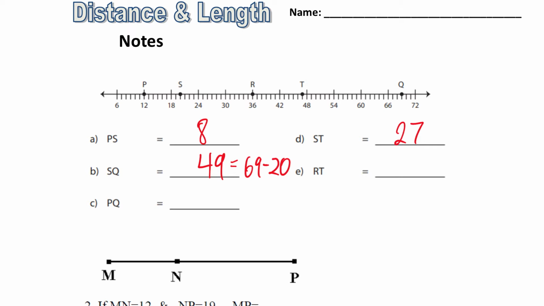All right, RT. R is at 36, and T is at 47. So again, I'm thinking, okay, how far is it from 36 to 47? And that is 11 units long. All right, and then on PQ, P is at 12, Q's at 69, 70, 71, 72. Yep. Okay, so how far is it from 12 all the way to 69? If you subtract those, that's going to give you 57 units. Should be 57. Yep.